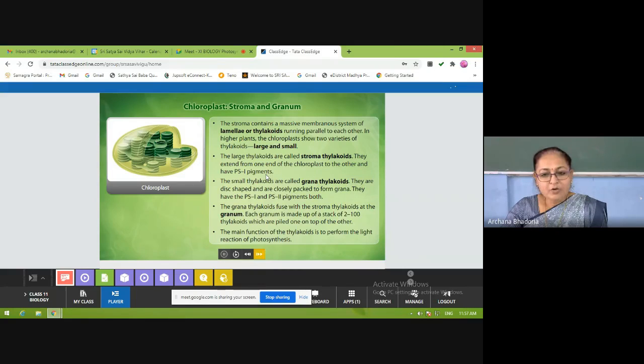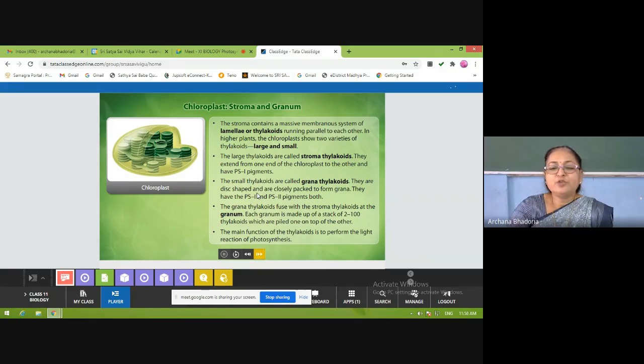So you note down the stroma thylakoids. Subheading: stroma thylakoids, put a dash and write down large thylakoids. They are large thylakoids forming PS1, that's pigment system 1.